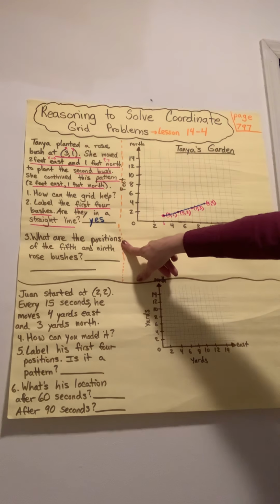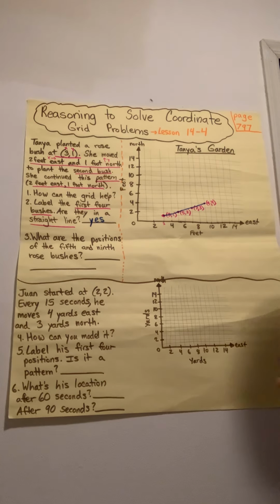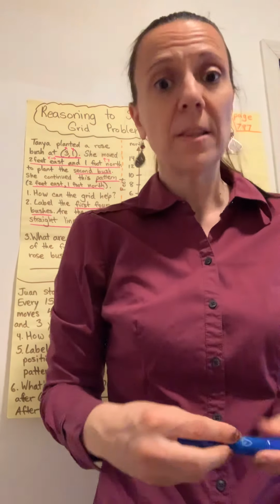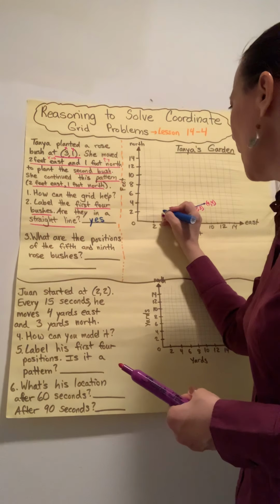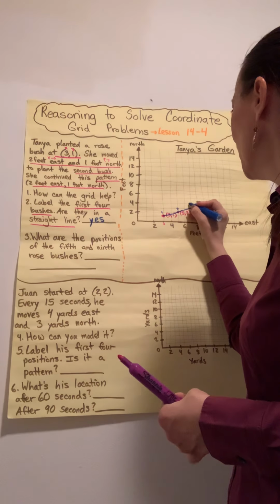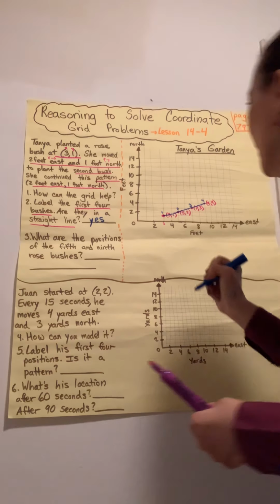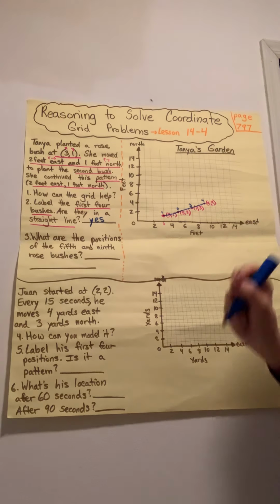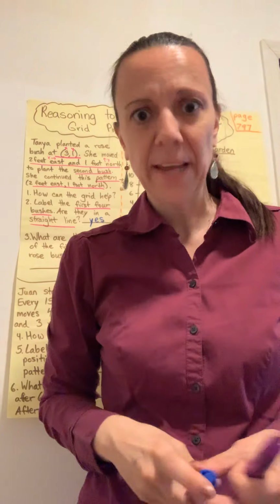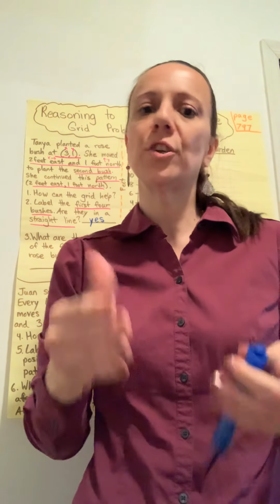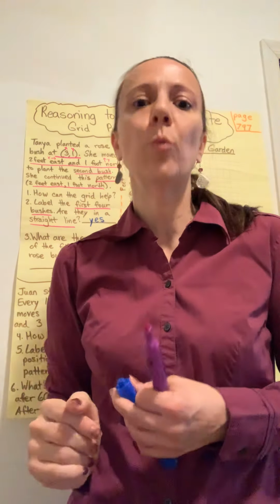Now, this question asks me, what are the positions of the 5th and 9th rose bushes? So far I've done number 1, number 2, number 3, number 4. They want to know the 5th. What would the next one be? Well, that's not too hard. I could just follow my pattern and go over 2 and up 1 again.